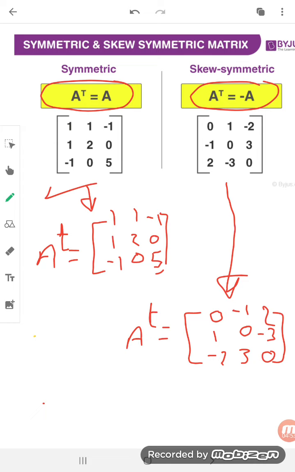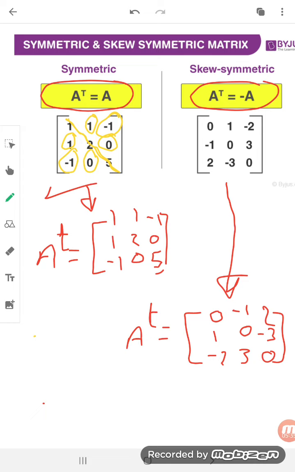Okay, we can say another thing. In the symmetric matrix, these elements are called the principal diagonal. So we can note that the elements are symmetric about the principal diagonal. It means here 1 and here 1, here -1 and here -1, here 0 and here 0. So the elements are symmetric around the principal diagonal.